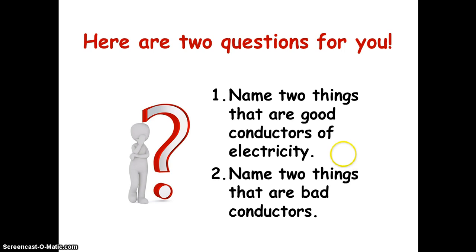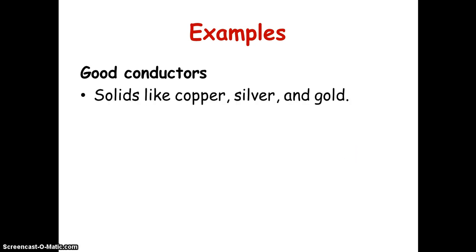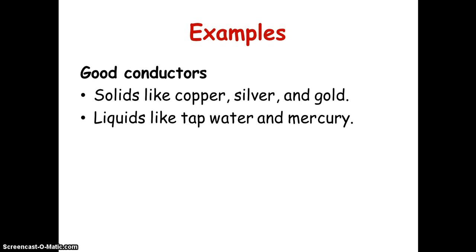Okay. Let's look at examples of good conductors. Good conductors examples include solids like copper, silver, and gold. And liquids also. Liquids like tap water and mercury, they also conduct electricity. But it is not all liquids. That is why we are specifying here that liquids like tap water or sea water can conduct electricity.